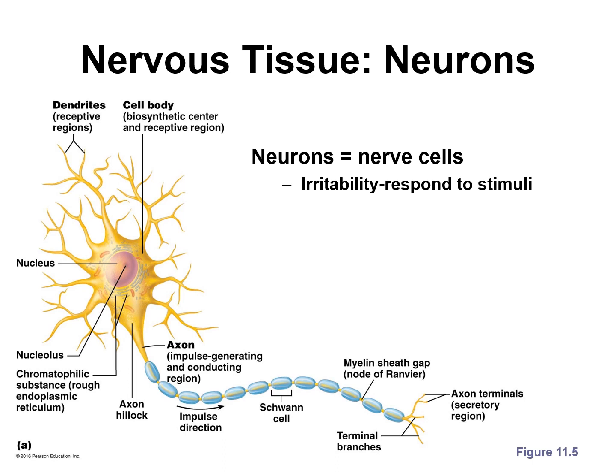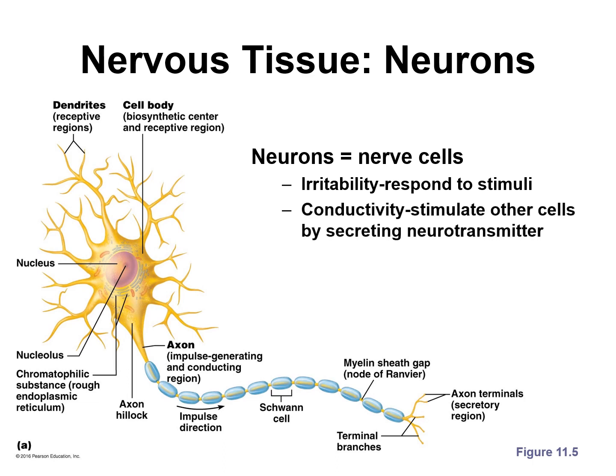Neurons have two very important properties. One of those is irritability. That's the ability to detect and respond to a stimulus. And the second is conductivity. After a neuron is able to detect the stimulus, it can respond and stimulate other cells by secreting a chemical messenger called a neurotransmitter. There are two major regions of the neuron that I want you to be familiar with. One is the cell body, and the second are the processes or extensions from the cell body.